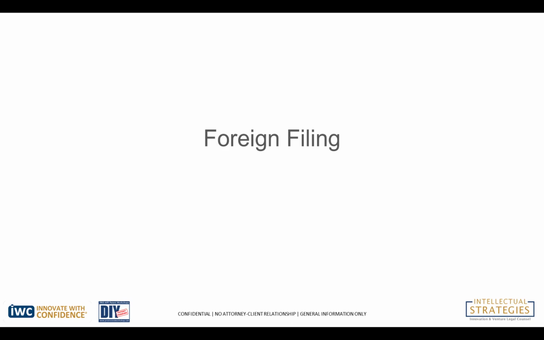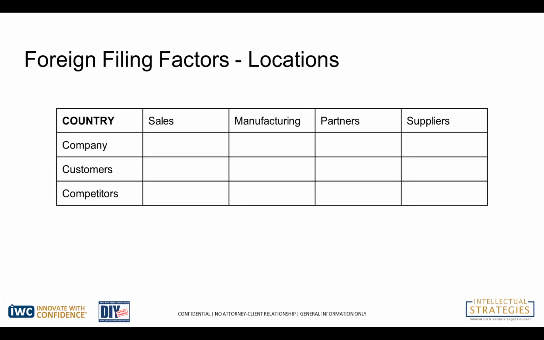Let's get started. This first slide shows a matrix that you might want to consider using as part of your foreign filing framework. This framework allows you to think about the countries where the different participants in your market might have different functions. For your own company, you might list out the areas or the countries where your company has sales functions, manufacturing functions, its major partners, and its major suppliers.